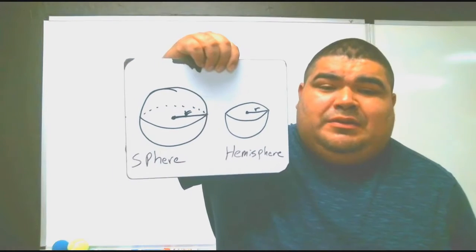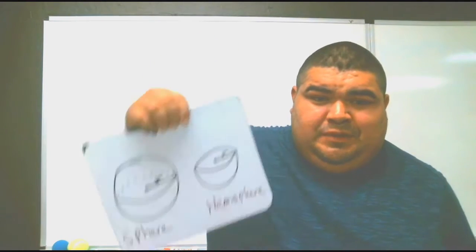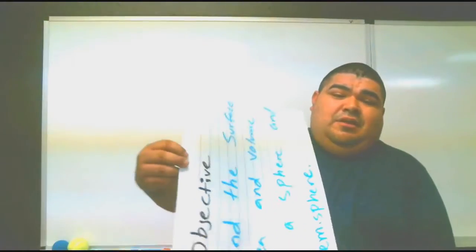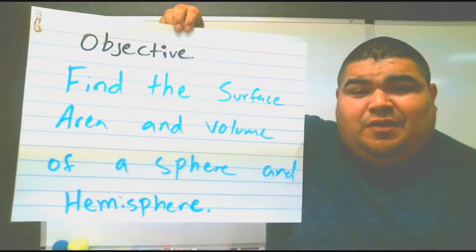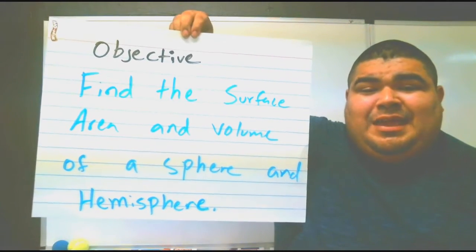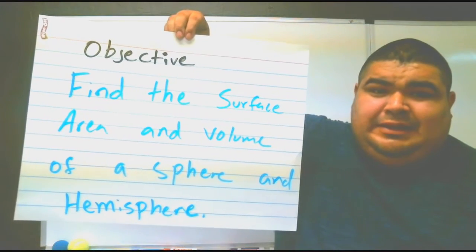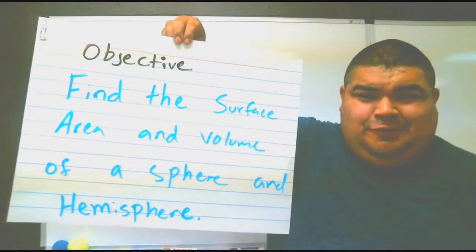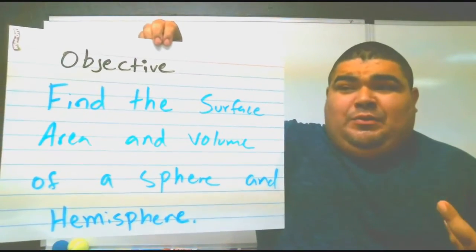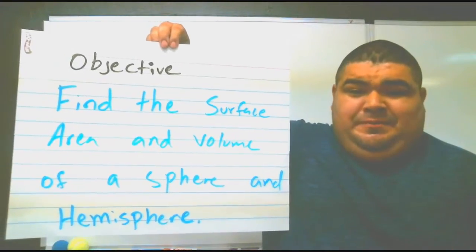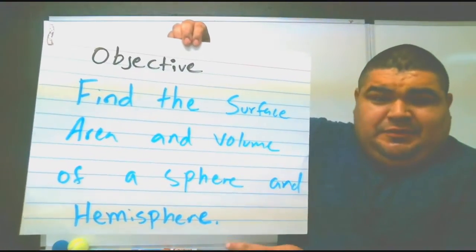All right, now that you know how a sphere and a hemisphere look, we can get into today's concept. Our objective for today is to find the surface area and volume of a sphere and hemisphere. We're looking for two things, the surface area and the volume, of a sphere and a hemisphere. It's just the same thing, just cut in half.